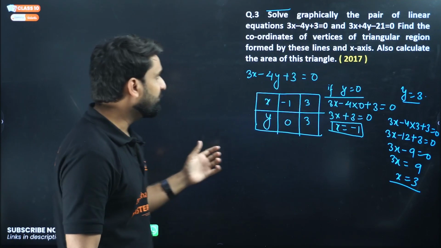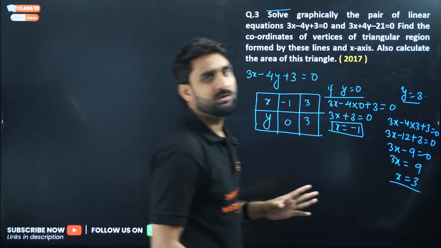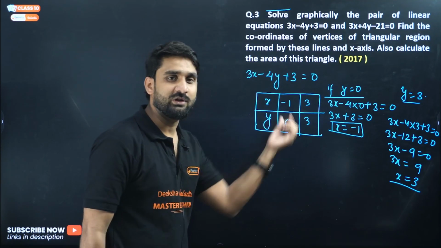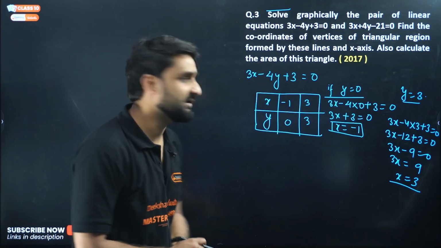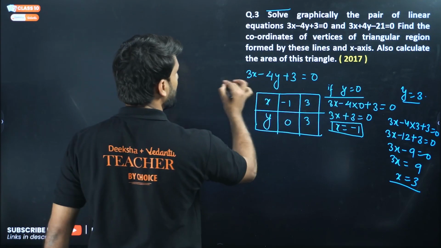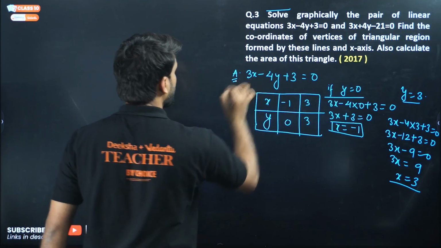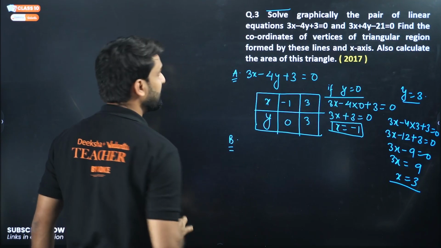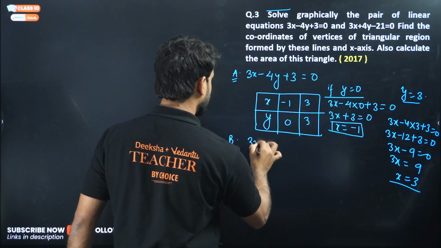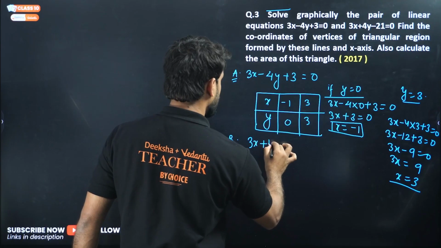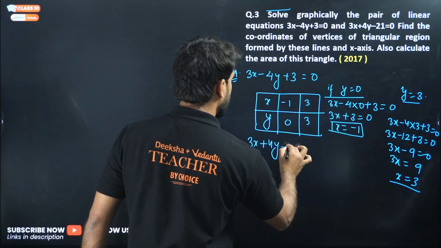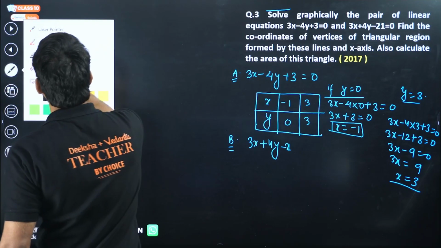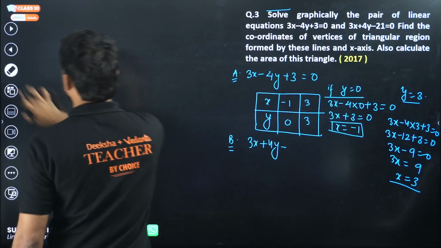Right. We have to find the solution of the second equation as well. Then only we can draw the graph of both the equations. Without solutions, without coordinates, you cannot draw the graph, right? So I'm calling this A, and let's come to this equation B. I'm calling this equation B here. So the equation is 3x plus 4y minus 21 equals 0.